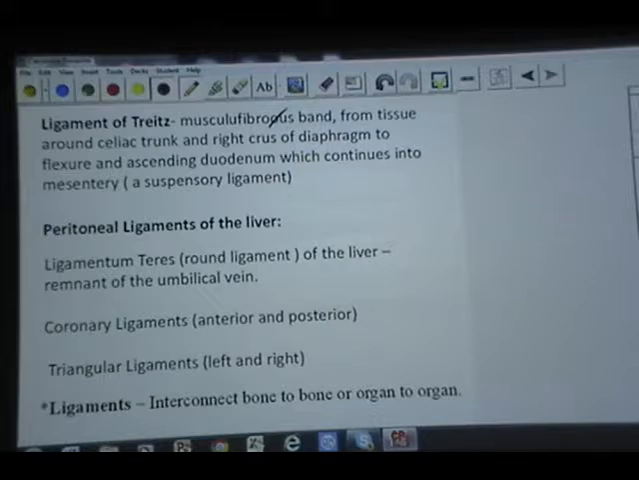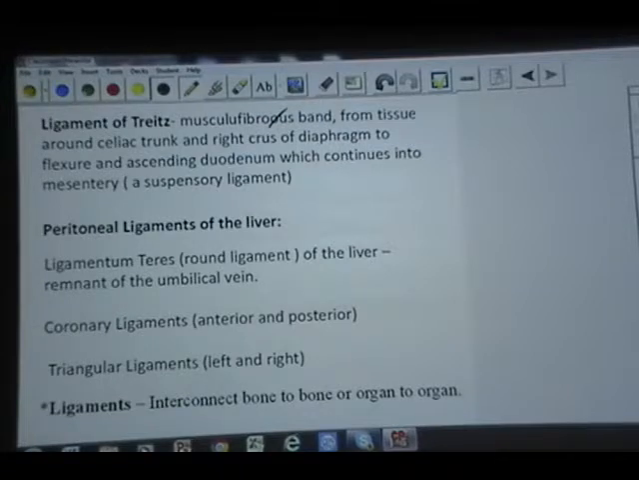Sometimes in things like duodenal ulcers, it becomes inflamed and it starts to go into contracture. And it feels as though you've got this tightness in the area of the diaphragm. And so this was described by Treitz. So this is called the ligament of Treitz, or the musculofibrous band of Treitz. Ligamentum teres from the liver and the umbilicus, coronary ligaments, triangular ligaments. These are all associated with the liver. We'll be talking about those.